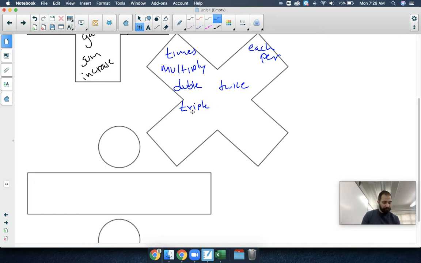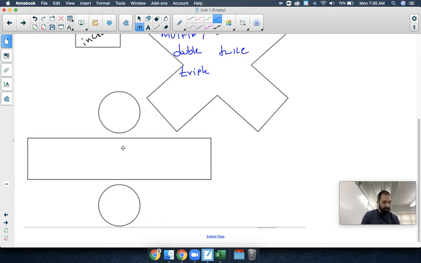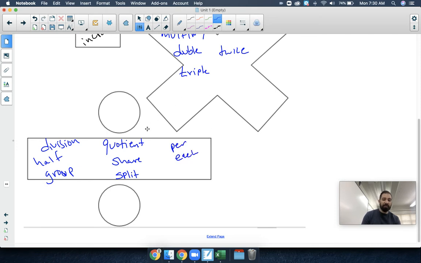Triple. And then lastly, division. Words that you might see when you use division. You might see division, divide, half, group. If I want to group things into 3 groups, that means divide by 3. Quotient, that means to divide. Share, I want to share it between 5 friends. Split it in 2. Per and each as well, depending on how it's phrased. So those are all some words that you might see when working with division. So pay attention to those words, and you should be doing great.